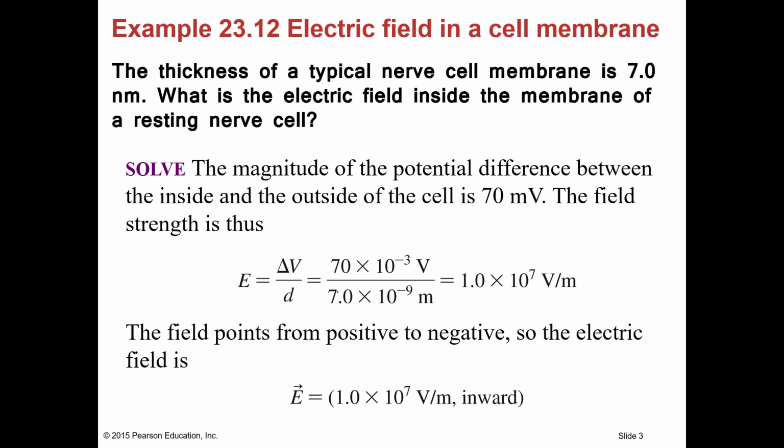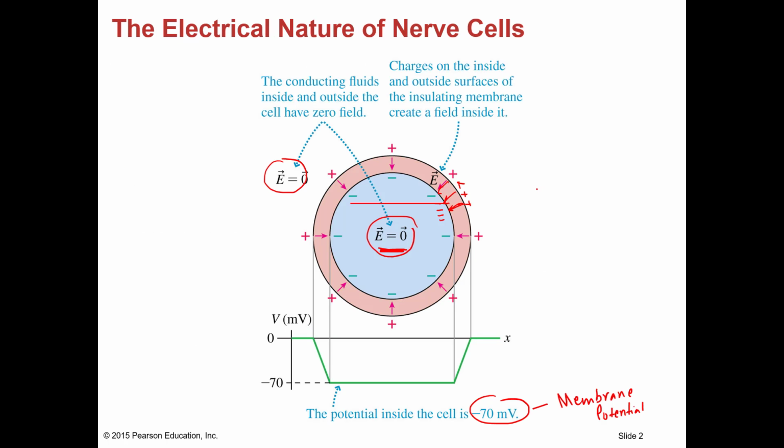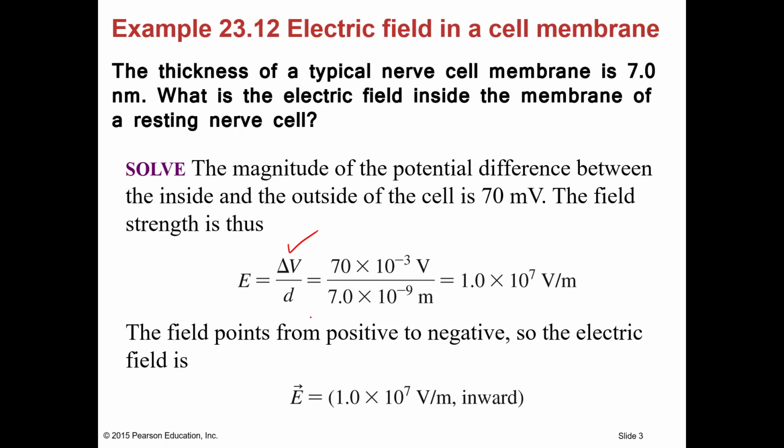So like I said before, if I want to know this electric field E of the cell membrane, I can find that by using this formula. So for a resting cell membrane without any stimulus, the electric field is given by delta V over D. Delta V is 70 millivolts, which is 70 times 10 to negative 3 volts. And D is the thickness of the cell membrane, which is 10 to negative 9 meters.